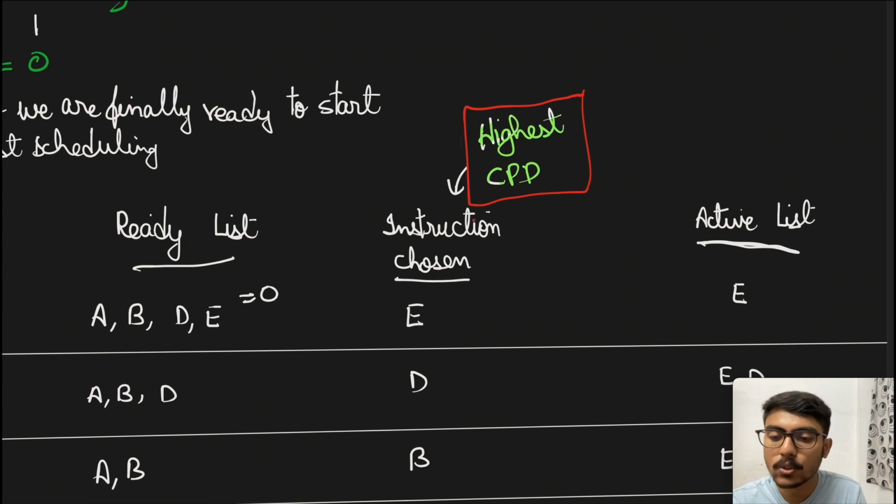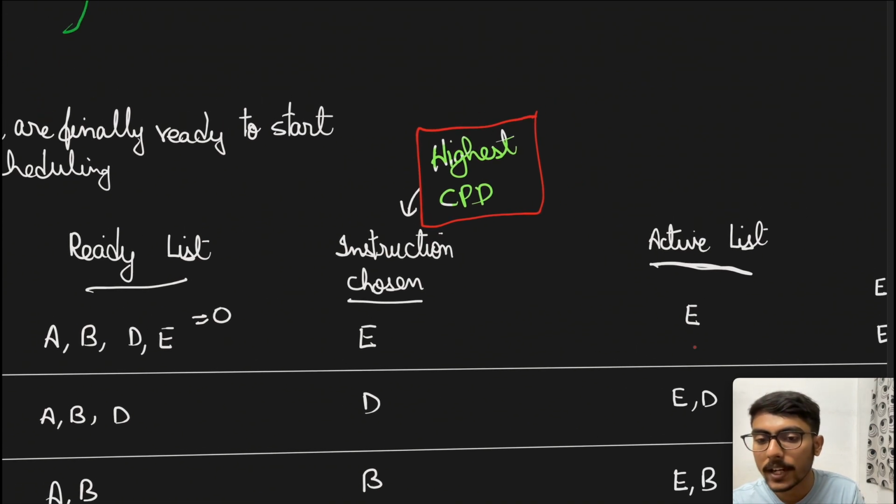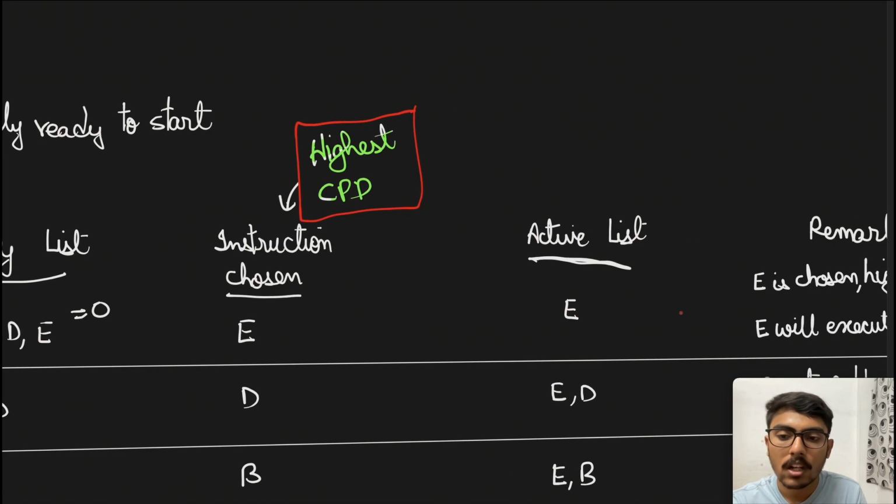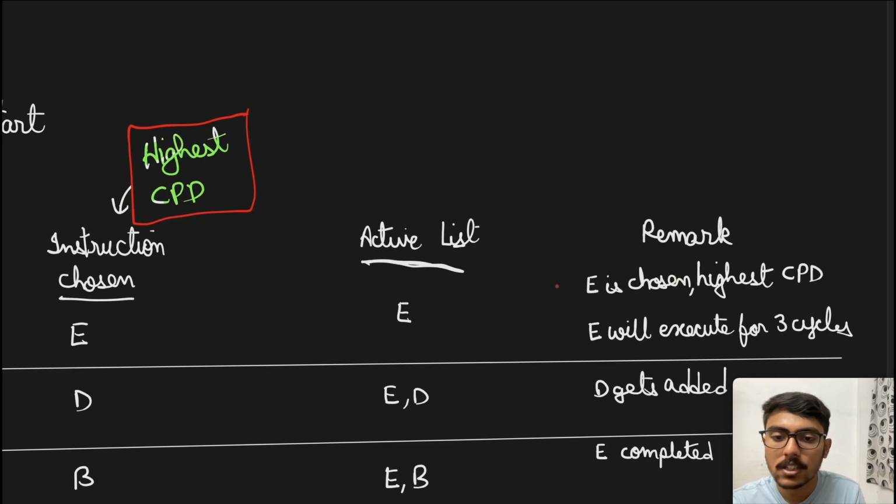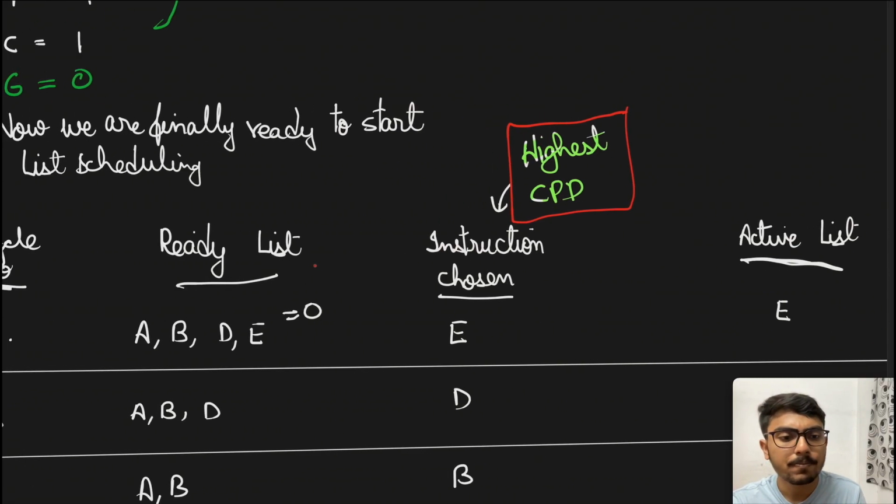Once we have chosen the instruction, we put it into the active list. What is the active list? The instructions which are currently executing. So what we have done is just chosen E because it has the highest CPD, and E will execute for 3 cycles, which we know from previous knowledge.